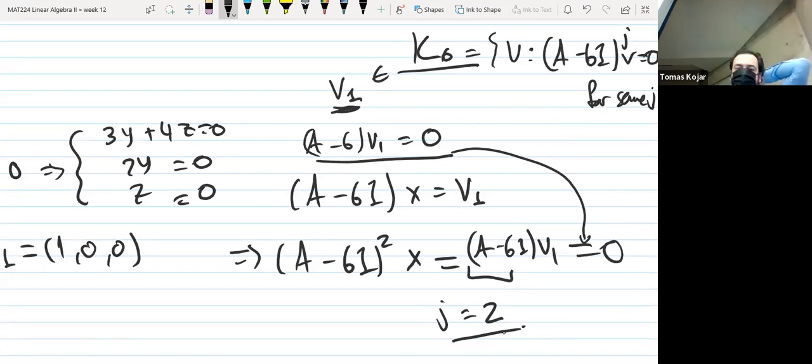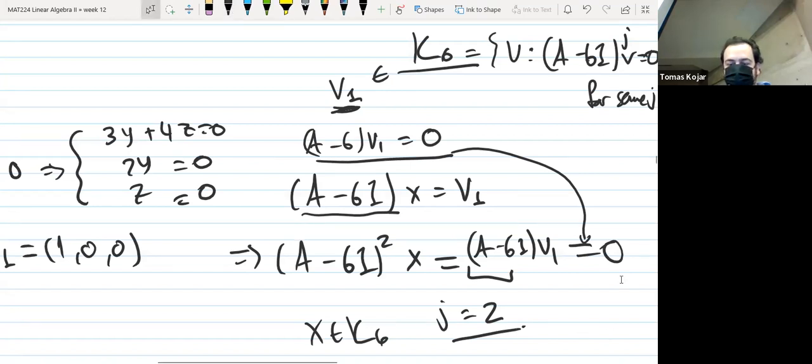So X would be in K6. Okay? And you play this trick again. Once you find x, then you solve a minus 6i y equal to x. That will give you the third power. And there's only, this is three. Yeah, so that's how you play this game.